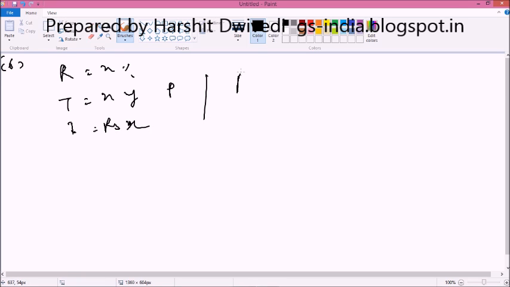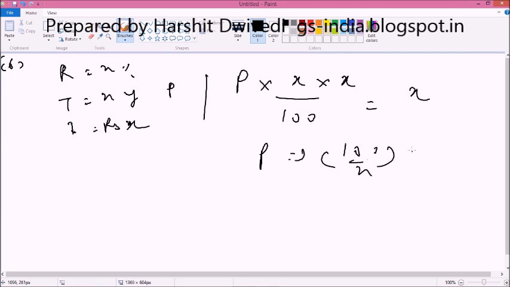So applying the same formula, principal into rate of interest, which is X, into time period T, upon 100. What is the interest? X, given in the question. When you solve it, you get principal as 100 by X rupees. This one is option B. Moving on to our next question.